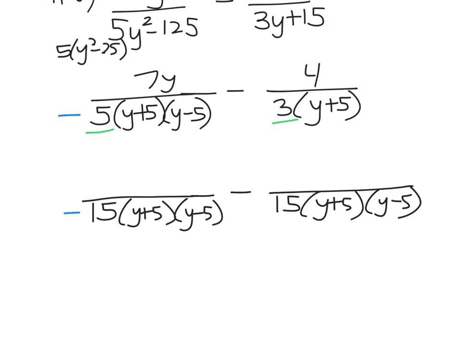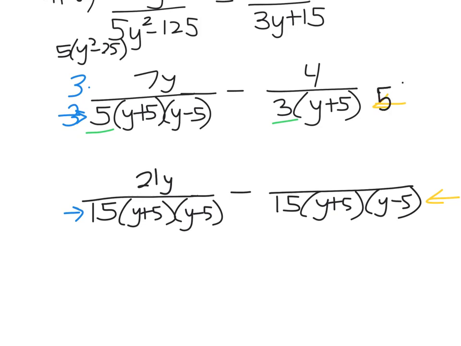Okay, let's go from here to there. All right, so I need to get from 5 times y plus 5 times y minus 5 to 15 times y plus 5 times y minus 5. So I'm going to multiply top and bottom by what? 3. So up top I get 3 times 7y, 21y. Look over here. What are we missing here? I have a 3 and a y plus 5, and I need to get to 15 times y plus 5 times y minus 5.